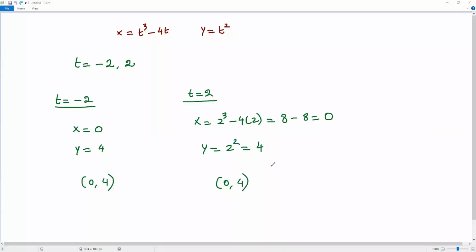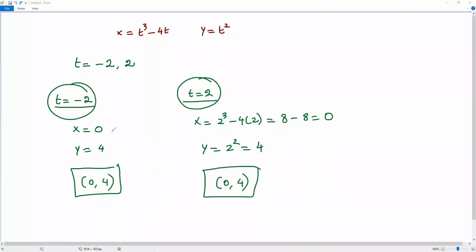When I plug in t equals negative 2 and 2, I'm getting the same point, (0, 4). That is, when t equals negative 2 and t equals 2, the graph is passing through the same point (0, 4). So when t equals negative 2 and positive 2, the graph of the given parametric equations crosses itself. So the answer for this question is t equals negative 2 and positive 2.